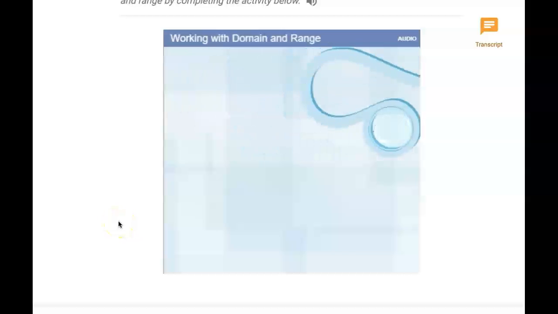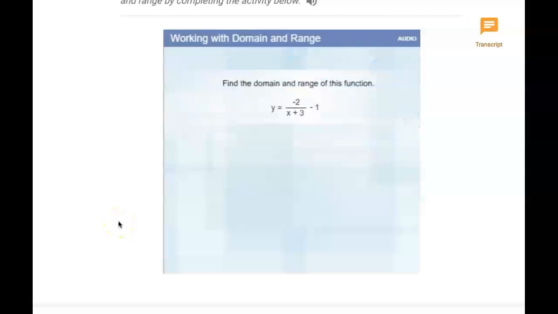Start with the domain by considering values that cause the expression to become undefined. Solve the equation x plus 3 equals 0 to yield x equals negative 3. Since we do not want x equals negative 3 to be plugged into the function, we can describe the domain as all real numbers except x equals negative 3.